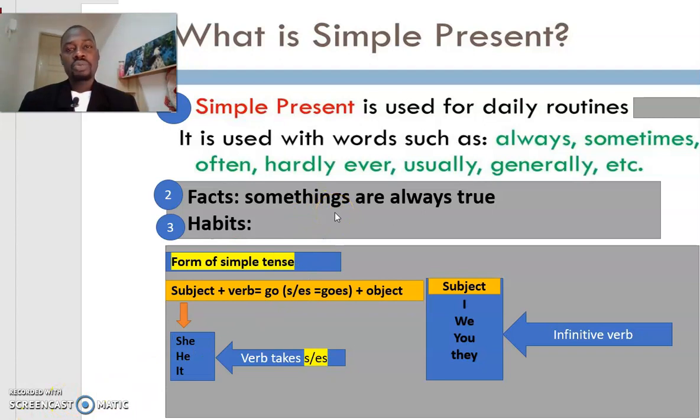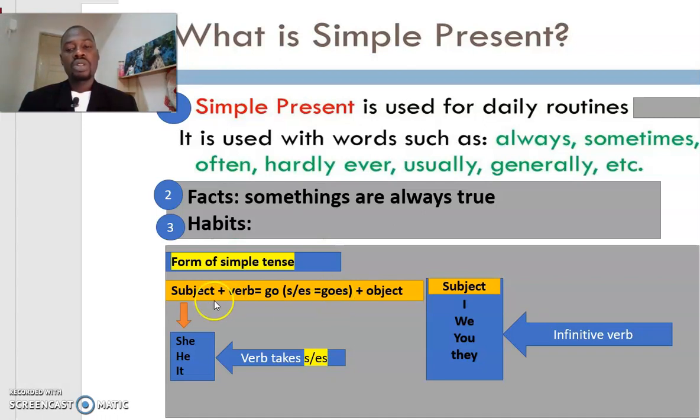So what is the structure of the present simple tense and how is it formed? The present simple tense is formed with subject plus verb plus object. In the present simple tense, there are two types of verbs. There are verbs that take s or es, and there are infinitive verbs. Infinitive verbs are verbs that don't take s or es.